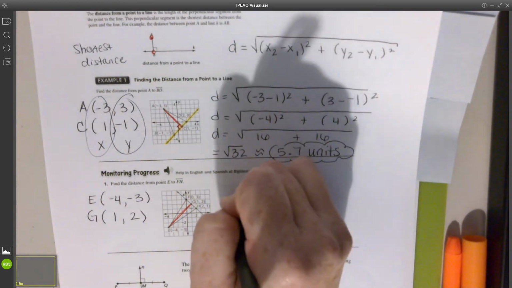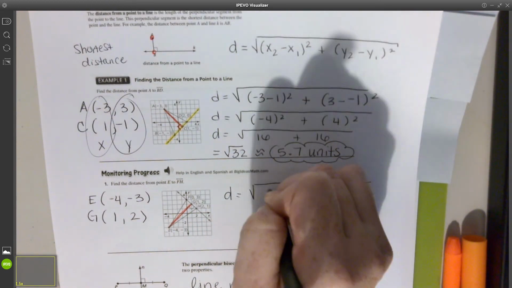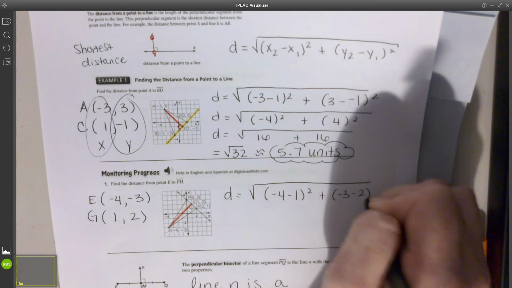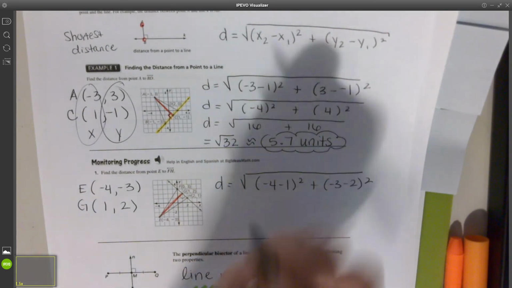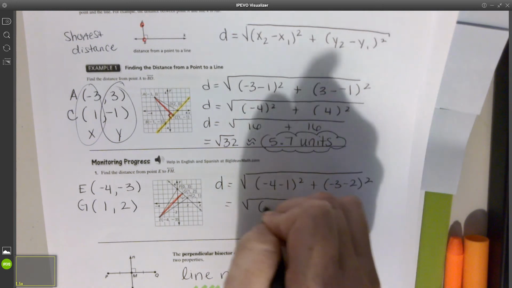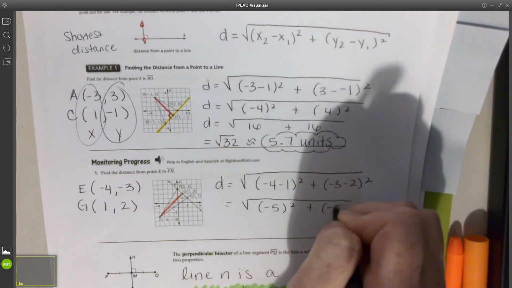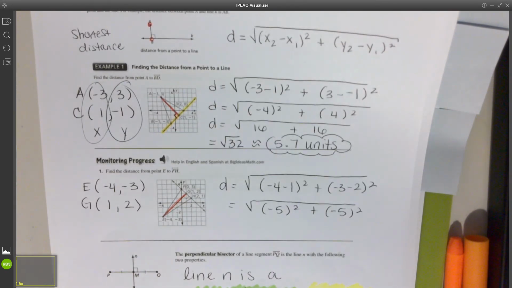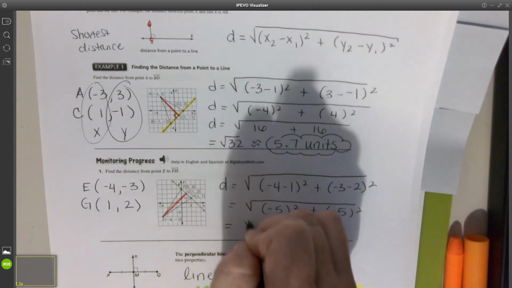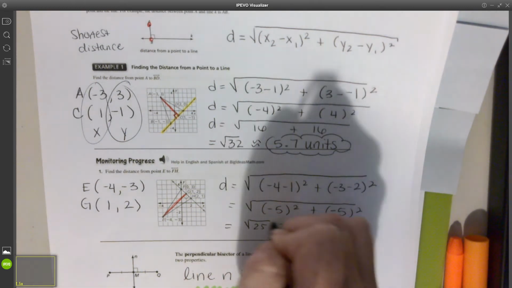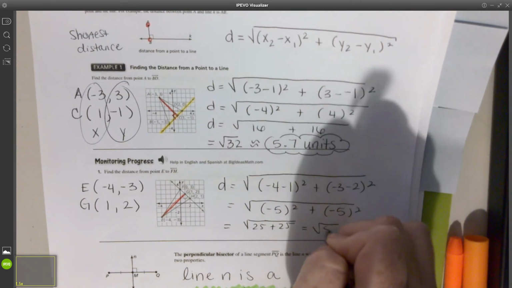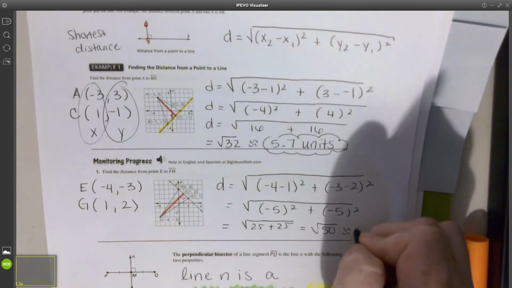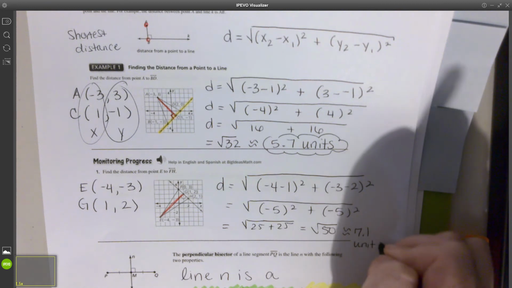And setting up my distance formula, we have -4 minus 1 squared plus -3 minus 2 squared. I want to clean that up. So we have -5 squared plus -5 squared. It doesn't always end up being the same numbers in those parentheses, so be mindful of that. It just happened for these two problems. All right, so we have the square root of 25 plus 25, which is the square root of 50. Take that square root in our calculator, and we have 7.1 units.